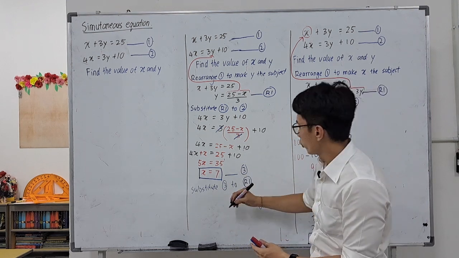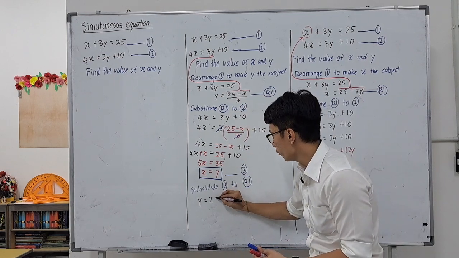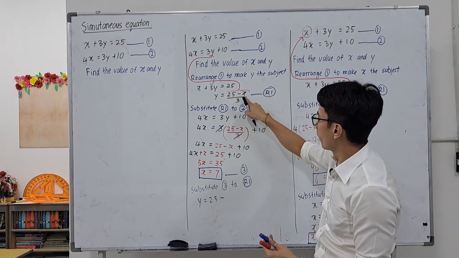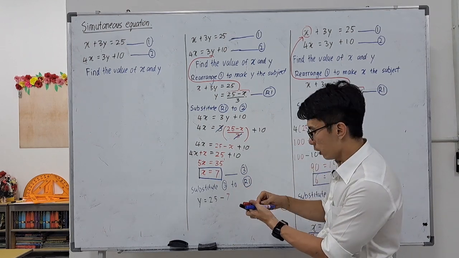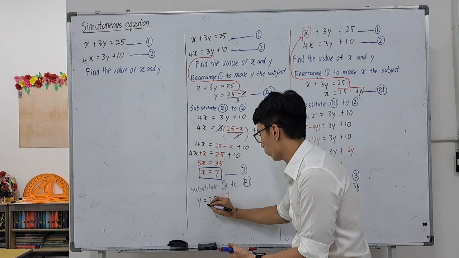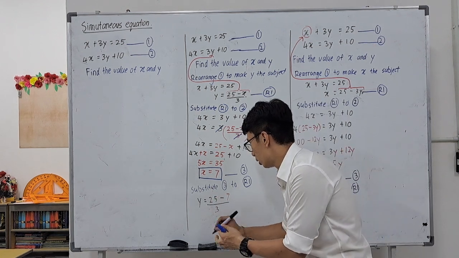So R1 equation, that's going to be y, which is the thing I want to find. That's going to be 25 minus my x value, which is 7. I substitute it directly. And everything over here is going to be over 3. We can solve this very fast.